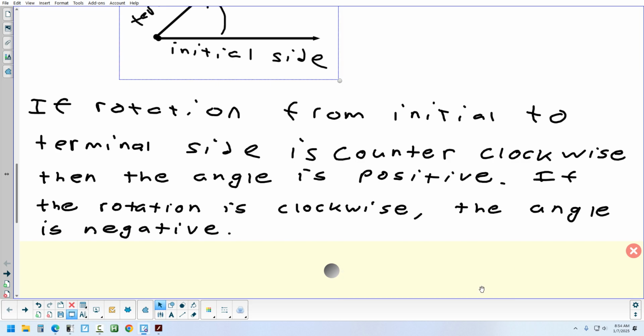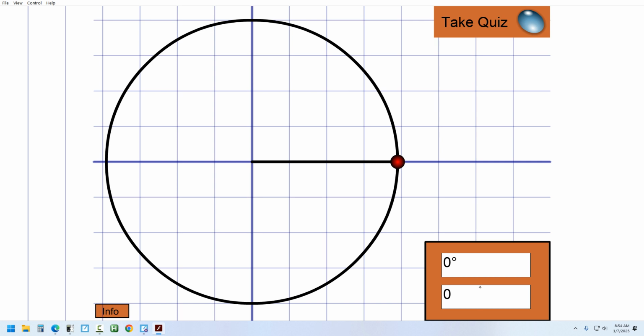Okay, so having positive and negative angles doesn't really apply to a shape. When you draw a triangle, there's no such thing as a negative angle in a triangle. They're all positive. Where you see negative and positive angles start to come in is in a picture like this. If you're on a circle and you rotate a certain amount, because I rotated counterclockwise, it shows me the angle is a positive number.